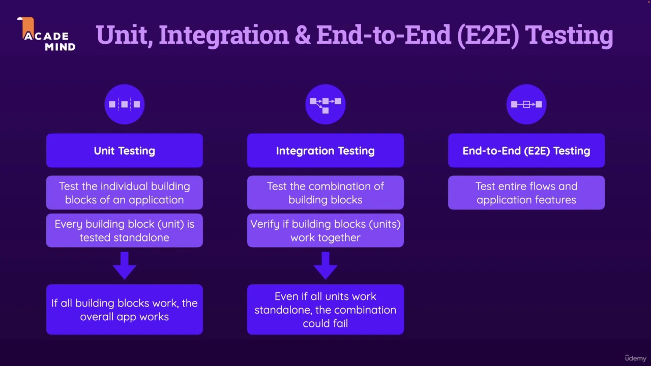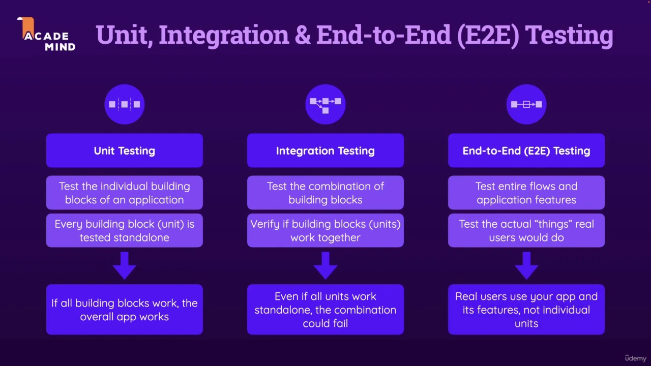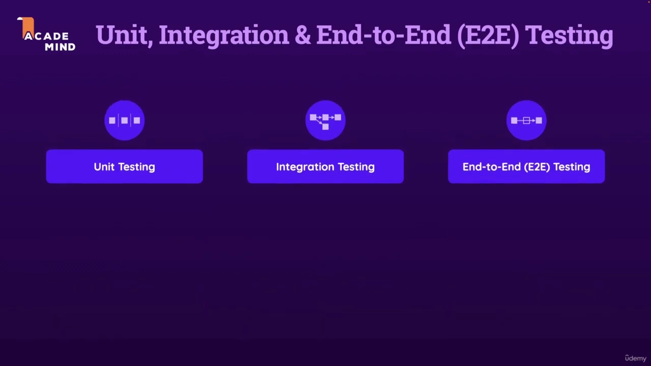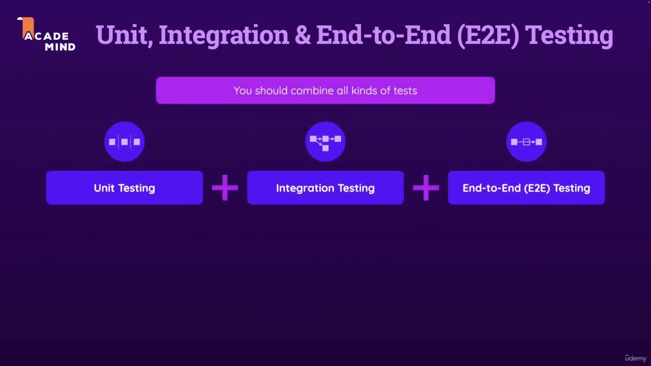With unit tests, you would test the individual parts that make up the flow. With integration tests, you might test combinations of those blocks. With end-to-end tests, you would test the entire flow. So with end-to-end tests, you test the actual things real users or programs interacting with your program would do. Therefore, these are the most realistic kinds of tests, you could say, but they also bring their own challenges, and ultimately, you should combine all these kinds of tests in your projects.